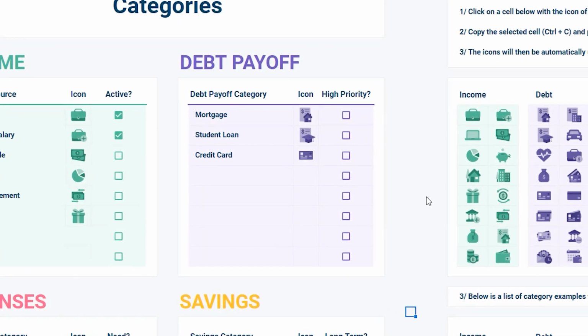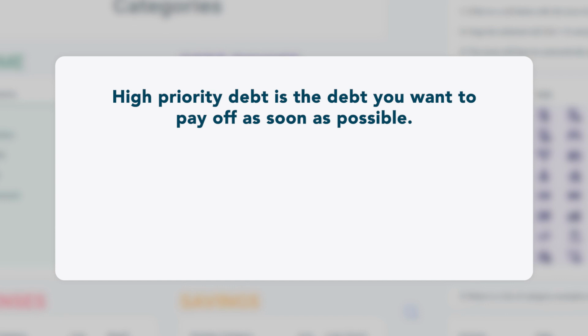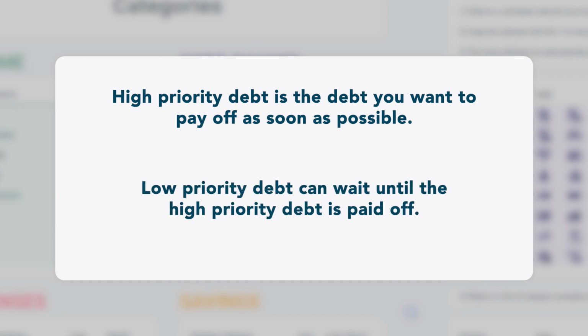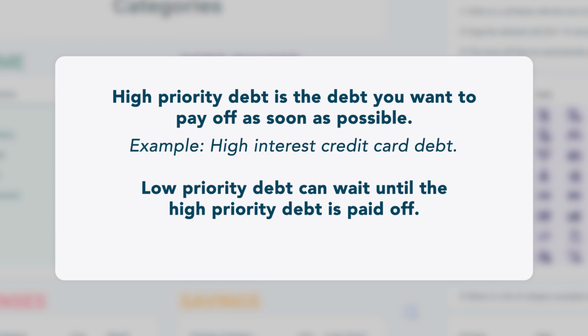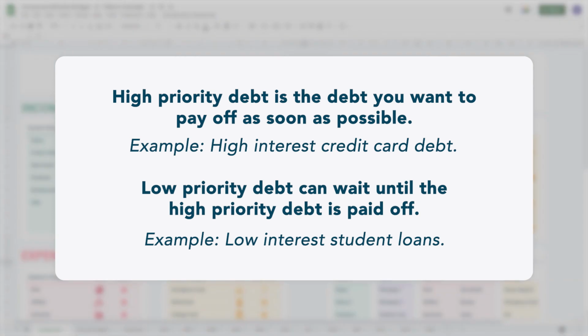High priority debt is the debt you want to pay off as soon as possible, while low priority debt can wait until the high priority debt is paid off. Many people prioritize debt by the amount of interest you have to pay each month. High interest credit card debt should be paid off sooner than low interest student loans, for example. A common strategy is to make minimum payments on your low priority debt every month while you pay off the high priority debt.